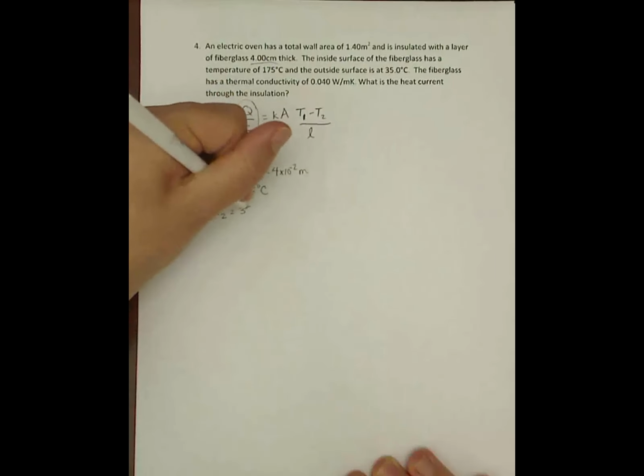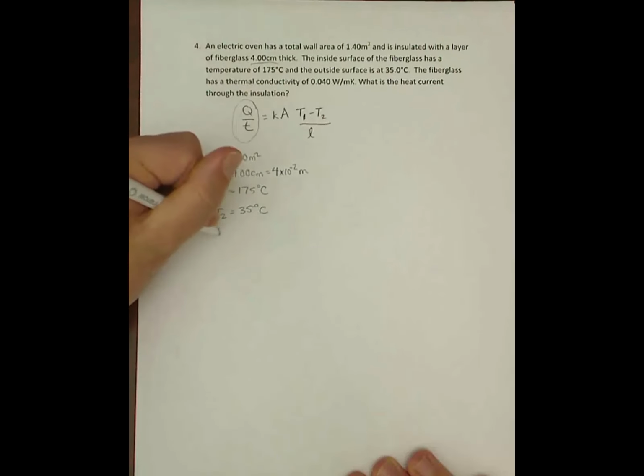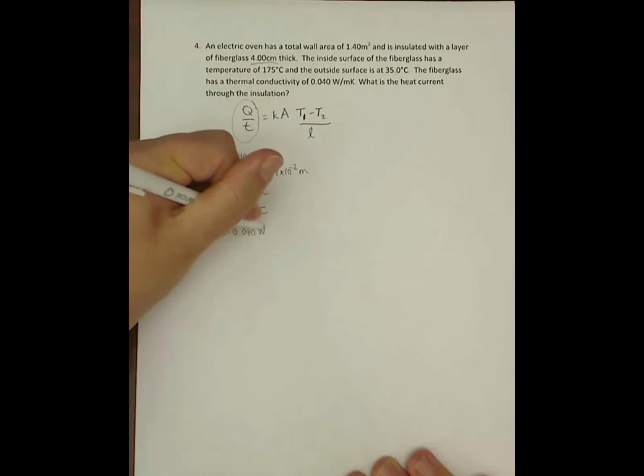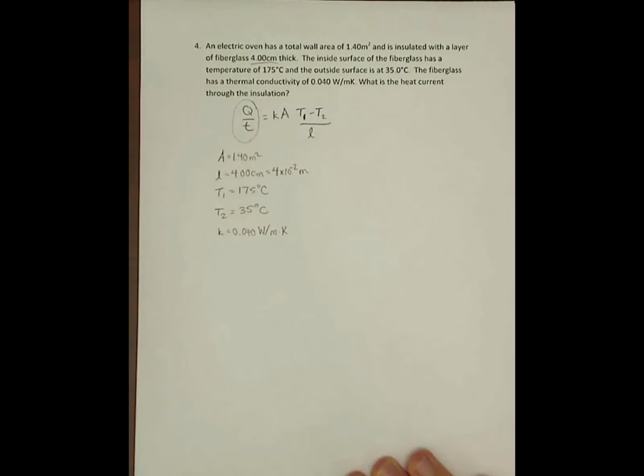Our T1 minus T2, hot minus cold, T1 is 175 degrees C, T2 is 35 degrees C. Do I need to do any conversion to Kelvin? No, I don't, because I'm doing temperature difference, and remember, a temperature difference in Kelvin is the same as a temperature difference in Celsius. Then we're told fiberglass has thermal conductivity, that's our K, of 0.040 watts per meter Kelvin. What's the heat current through the insulation?